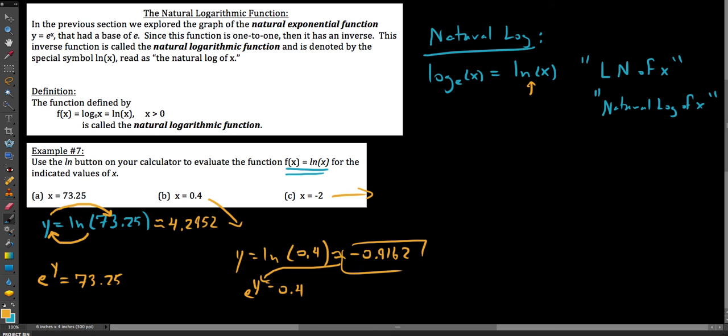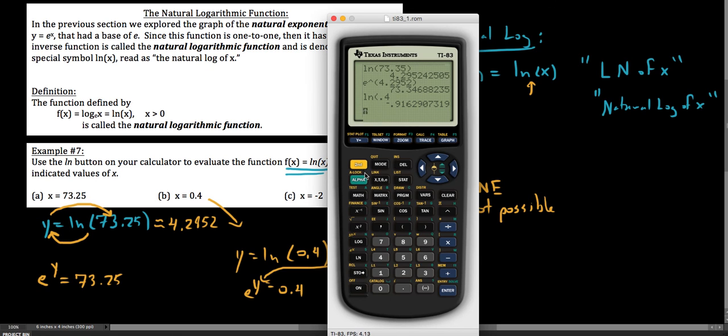And then this one here, as you might suspect, y equals the ln of negative 2. This is bad news bears. We say that it does not exist. It is not possible, just because if you said e to the y power equals negative 2, that wouldn't be a possible thing. So let's go ahead and try to take the ln of negative 2, and I just want you to see that it's going to give you a non-real answer.